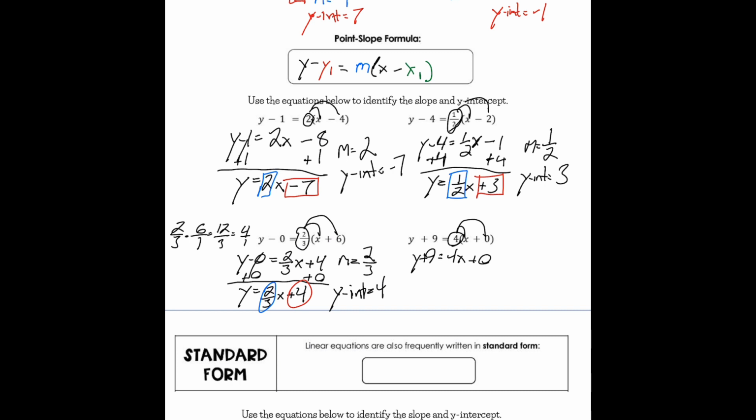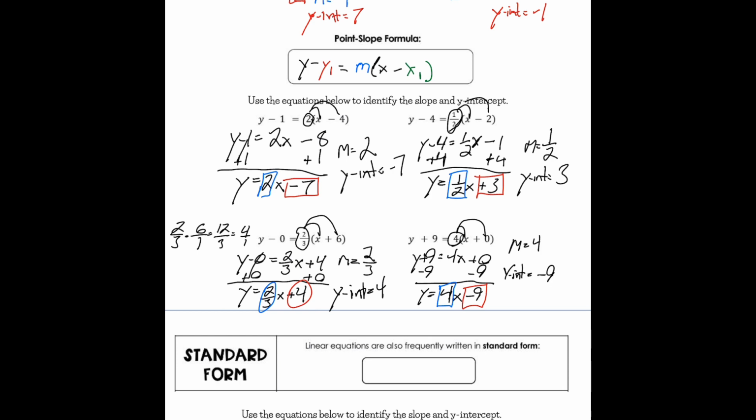I want to move the 9 over from the left side to the right side, so I have to subtract 9 since it's a positive 9. What I do on one side, I do to the other, minus 9, minus 9. Now I have y equals 4x minus 9. My slope is 4 over 1. My y-intercept is negative 9. So my slope equals 4. My y-intercept equals negative 9.